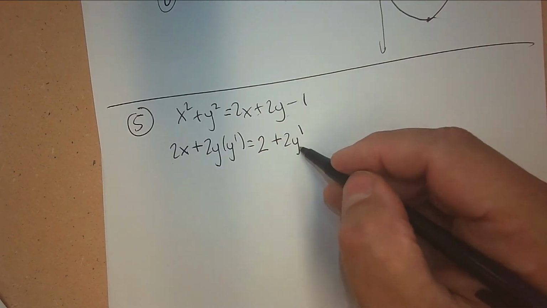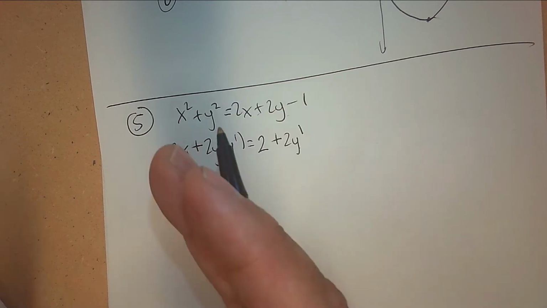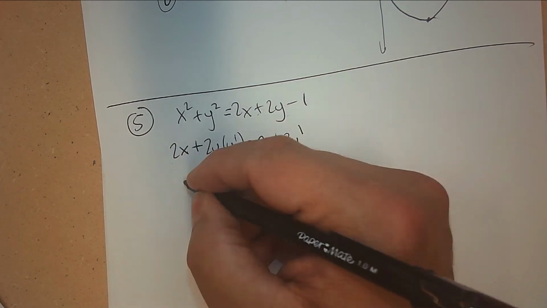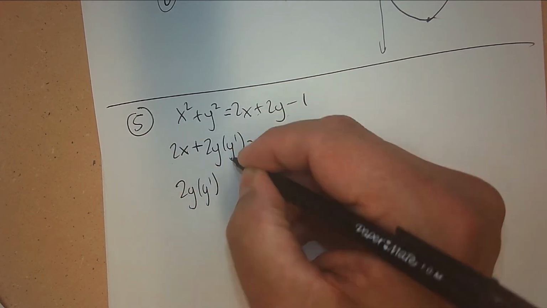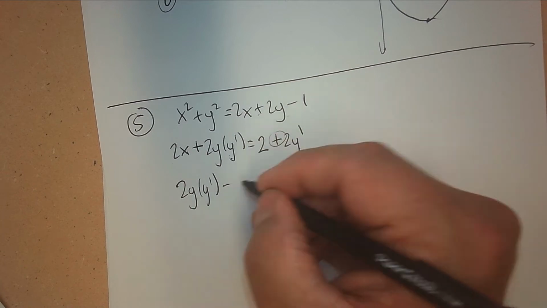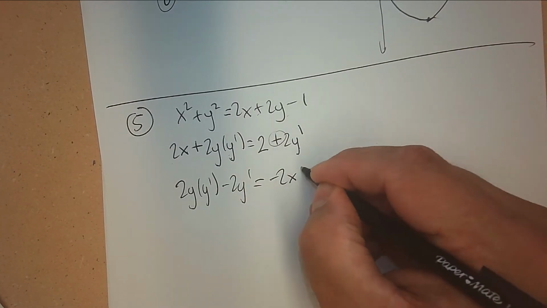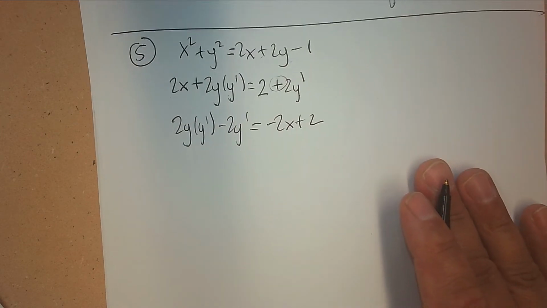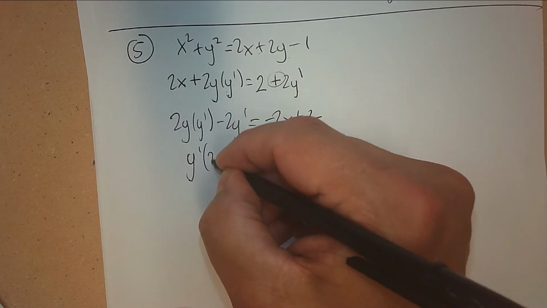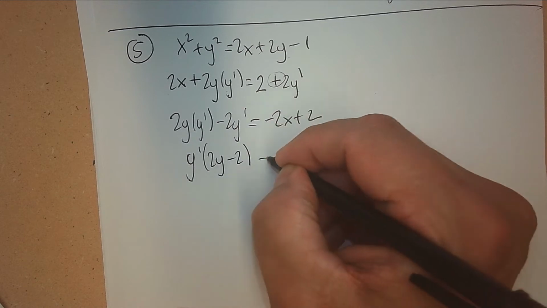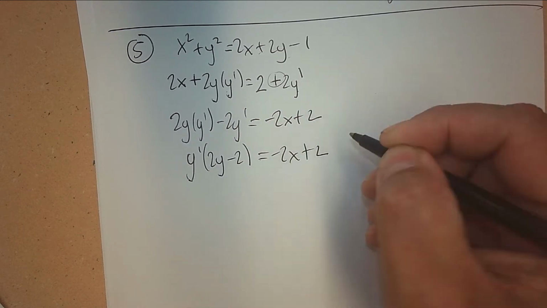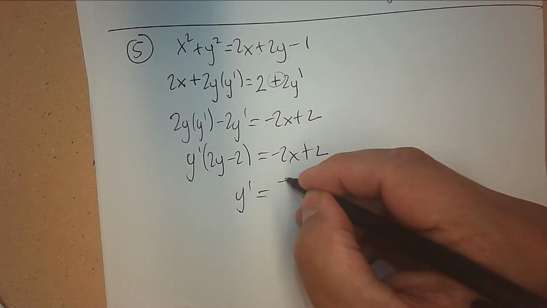We need to get y primes on one side, and whatever doesn't have a y prime on the other side. So 2y, y prime will stay. We're going to subtract 2y prime, and then on the other side we have -2x plus 2. Now we're going to factor out y prime. That leaves me with 2y minus 2. Then to get y prime by itself, we're going to divide.